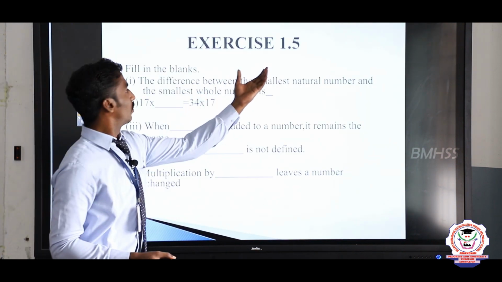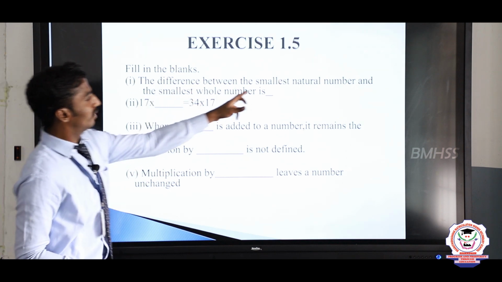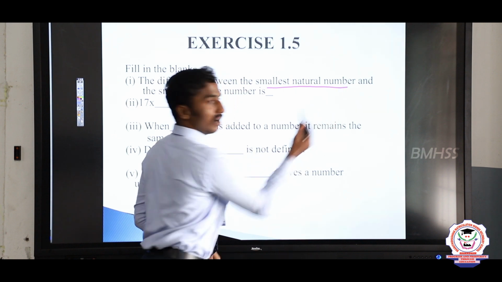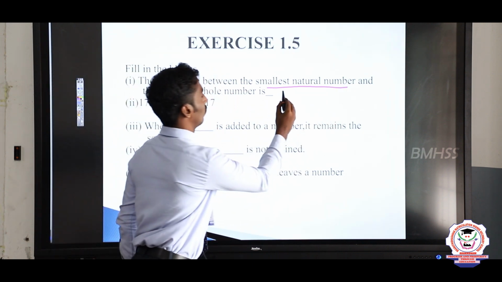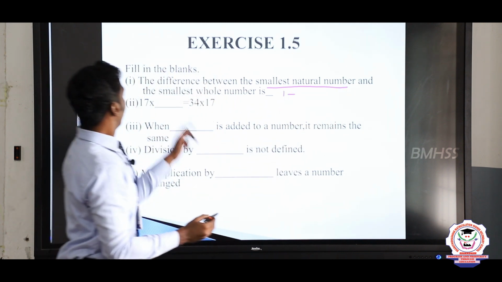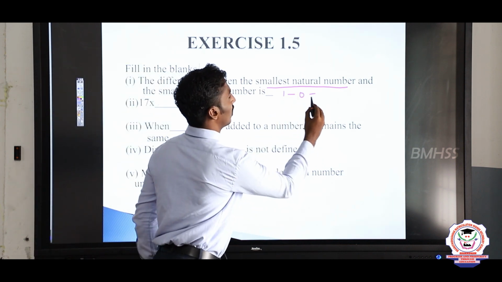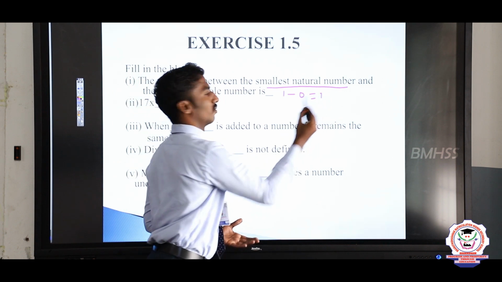Next, Exercise 1.5. Fill in the blanks. The difference between the smallest natural number and the smallest whole number. Listen. Smallest natural number is what? 1. Smallest whole number is 0. So 1 minus 0 we get 1 only.